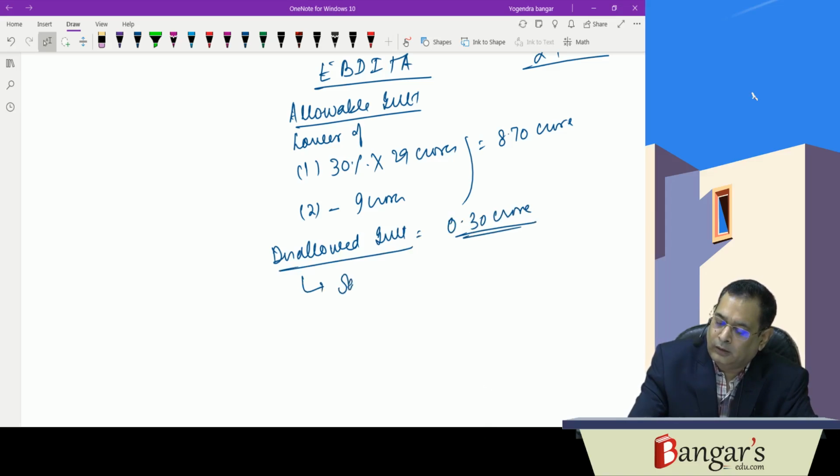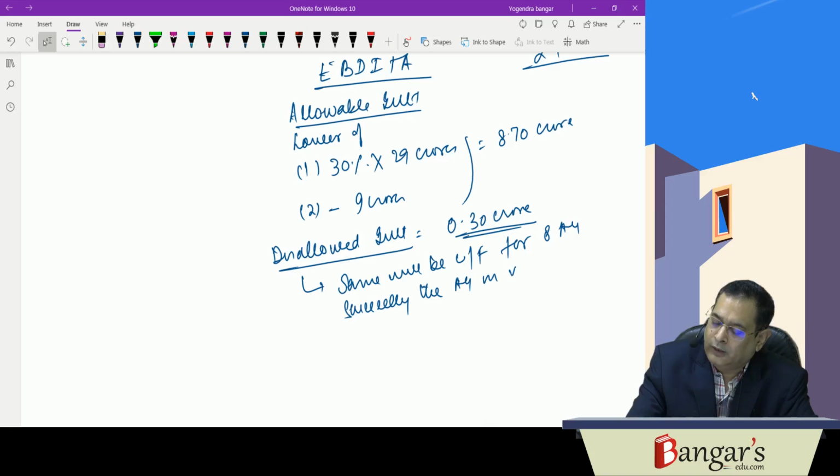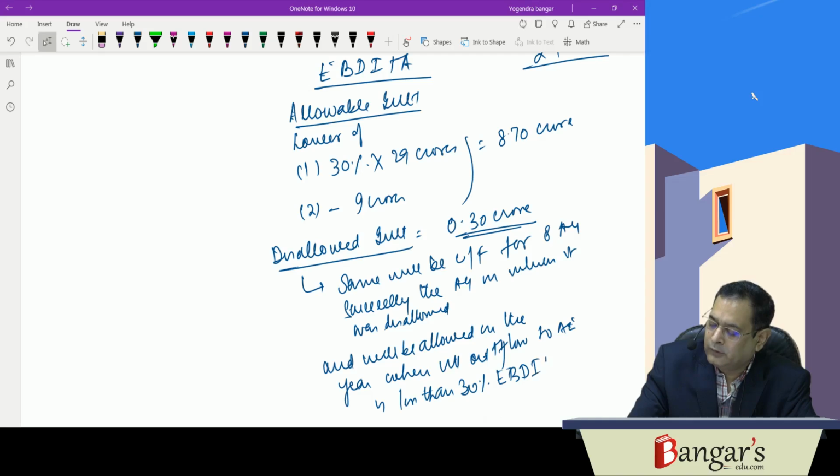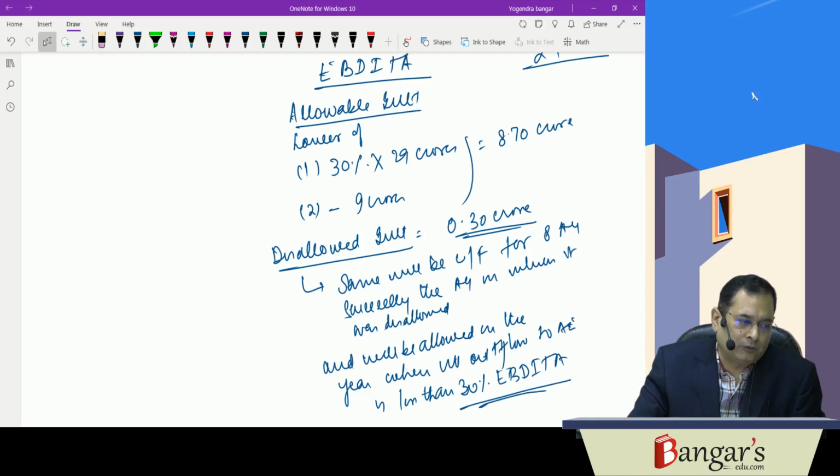Now the same will be carried forward for 8 assessment years succeeding the assessment year in which it was disallowed, and will be allowed in the year when the interest outflow to the AE is less than 30% of earnings before depreciation, interest, tax and amortization. So this is one question which we have discussed.